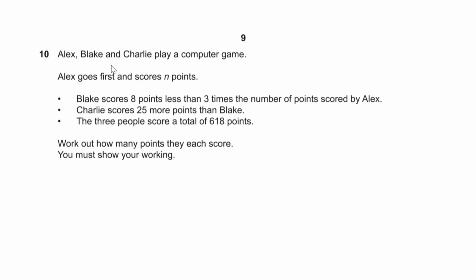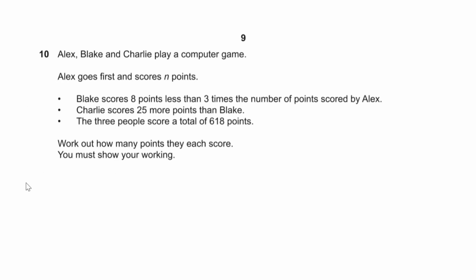Question number 10. Alex, Blake and Charlie play a computer game. Alex goes first and scores n points. Blake scores 8 points less than 3 times the number of points scored by Alex. Charlie scores 25 more points than Blake. The 3 people score a total of 618 points. We have to work out how many points they each score. You must show your working.